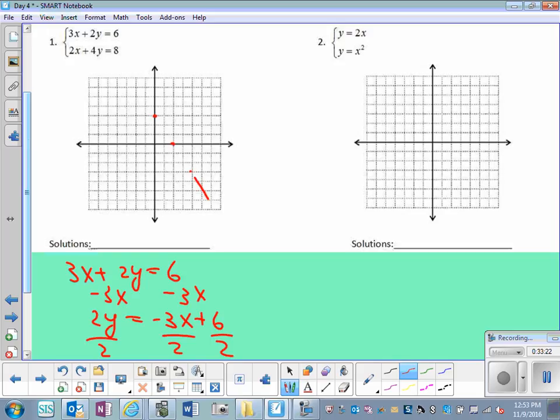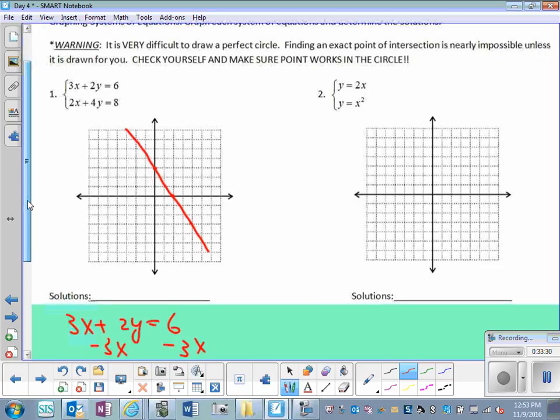And now I can graph. Okay, so that's the first line. Let's do the same for the second one.